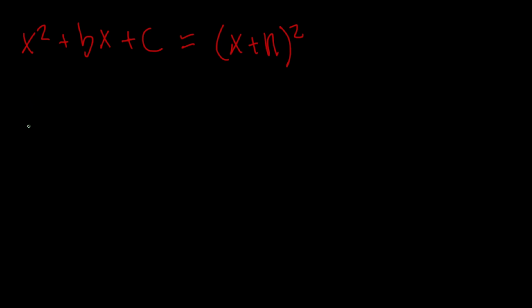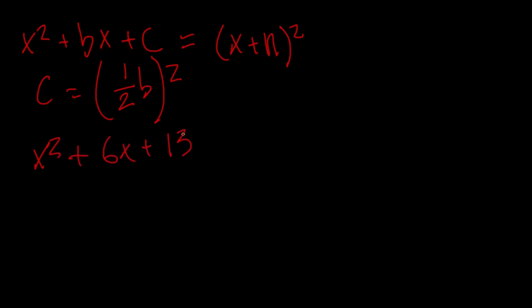So just as a quick review, completing the square has this general form: x plus some number, squared, is equivalent to x squared plus bx plus c, where c is equal to 1/2 b squared. So for a practical example, if I wanted to complete the square for this problem in order to get some form that looks like this, I couldn't do it with this 13 right here.